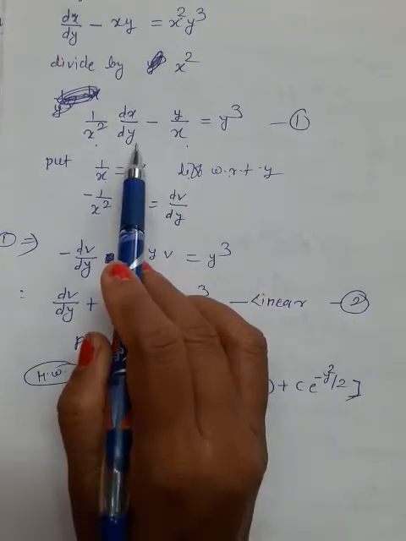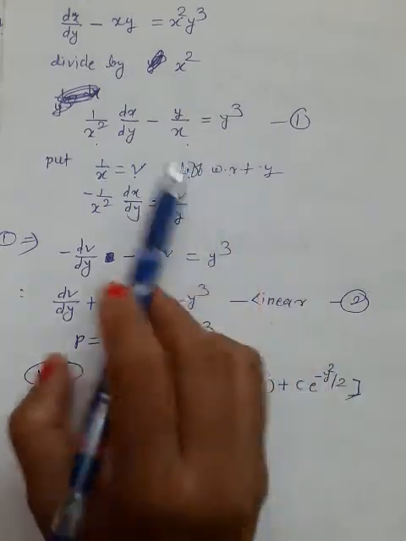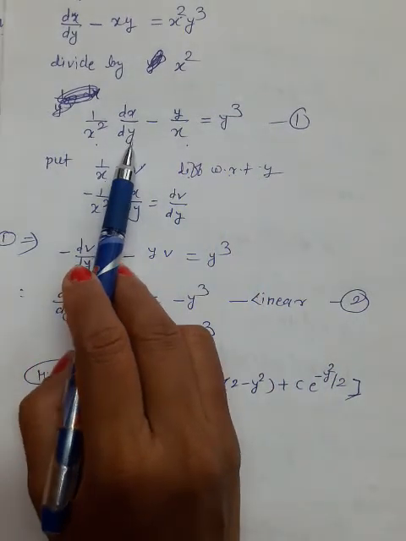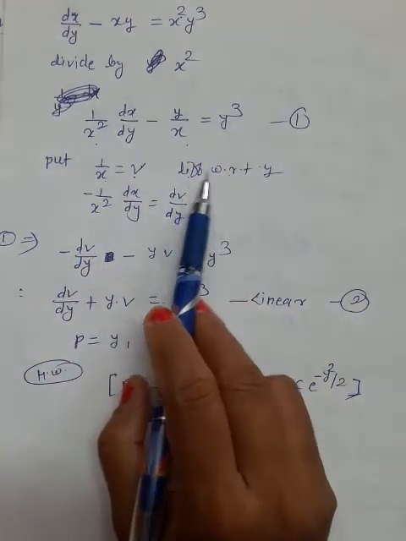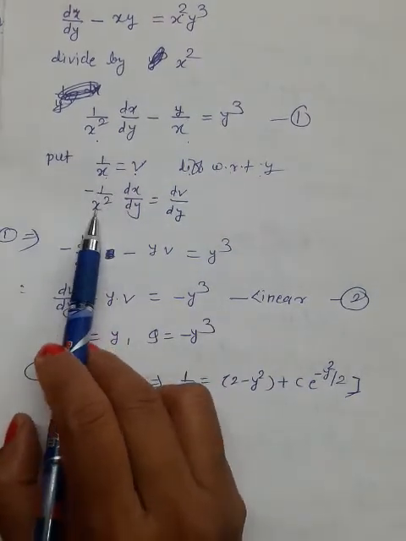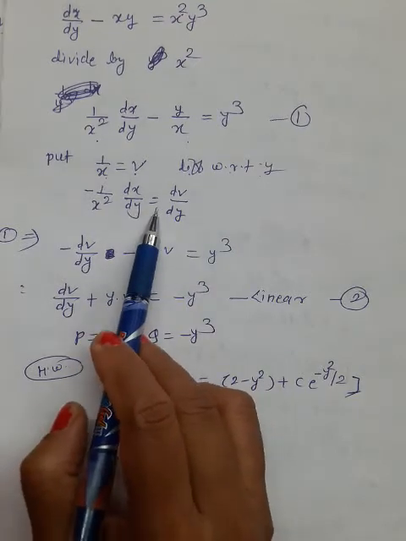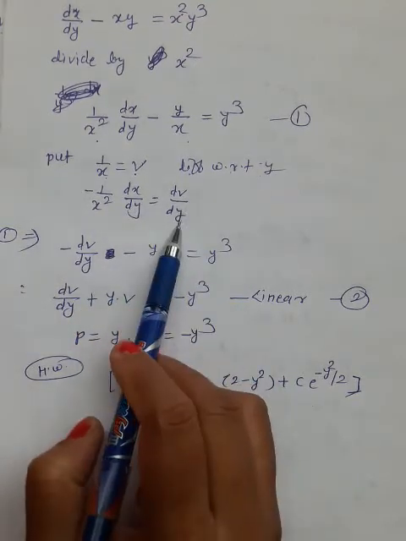Differentiate with respect to y. We have to differentiate with respect to that variable which is present in the denominator in the given equation. Therefore, differentiate the given equation with respect to y. 1 upon x derivative is minus 1 by x square. The x derivative should be multiplied with respect to y, that is dx by dy, is equal to v derivative with respect to y, dv by dy.